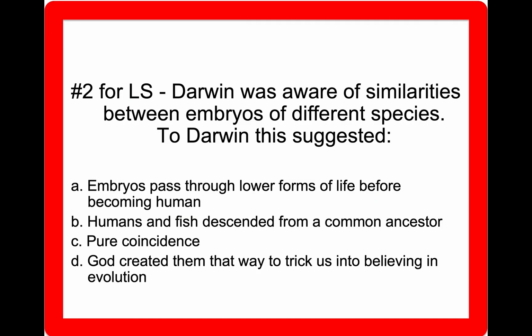So question number 2 that I'll also put on Learning Suite. Darwin was aware of similarities between embryos of different species. To Darwin, this suggested what? I'll let you go ahead and answer that. I'm just going to keep moving on.